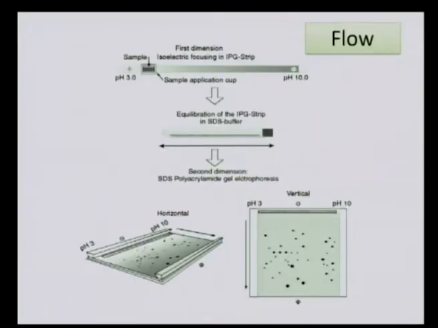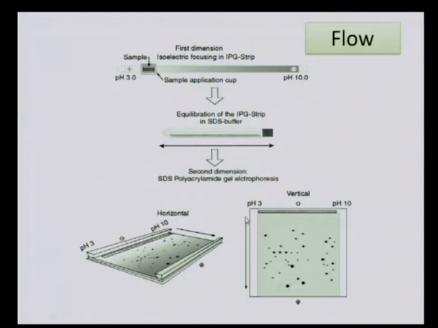So you can see the flow of two-dimensional electrophoresis. On the top you can see the IEF strip, where we load the sample on the left side and perform the IEF. By this IEF, the proteins are separated based on their isoelectric point. After that, we take that strip and load it on the SDS gel. You can see in the bottom rightmost corner the SDS gel with the IEF strip on the top.